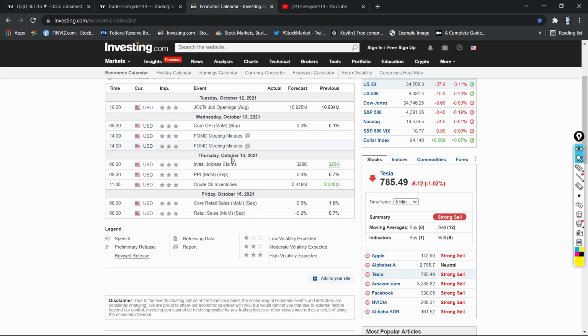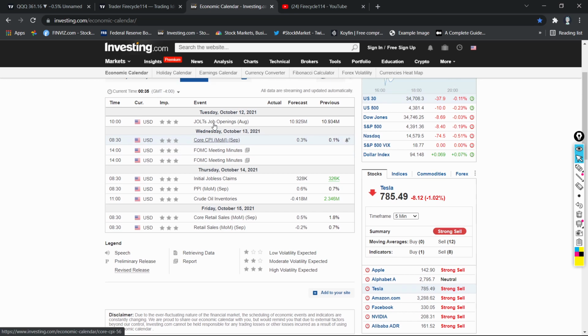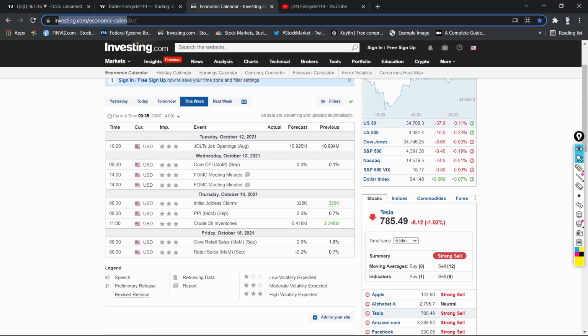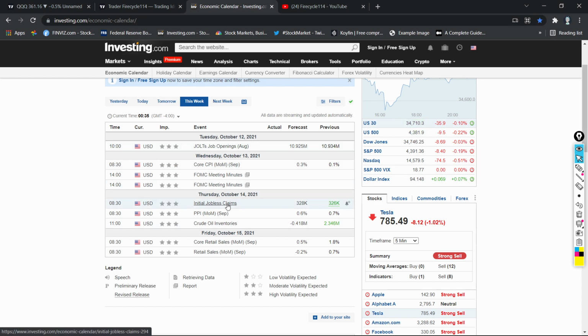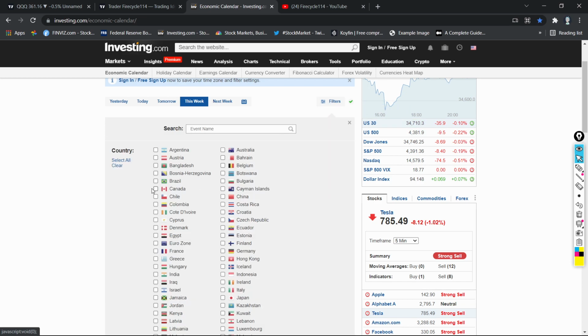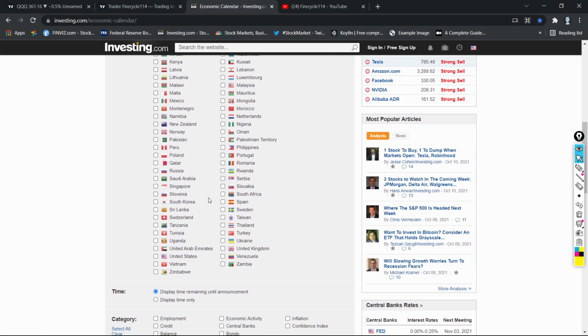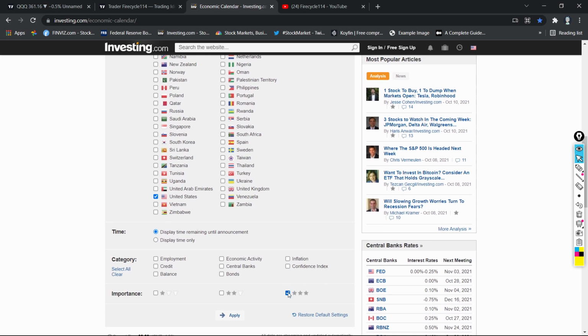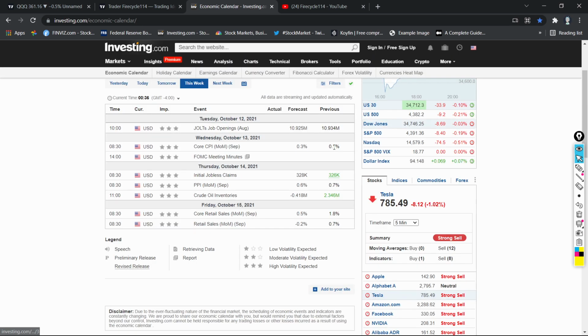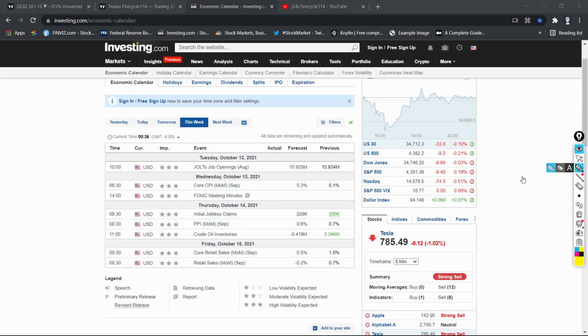So whenever the week starts, what I do is I go to investing.com/economic calendar. Add it to your favorites, bookmark the site, because every week I'm using this to check for catalysts. So what I do is I click filters, and you want to clear all, scroll down to United States, and then click the 3-star button, and then click apply. So these are all of the major important things that are going on this week.